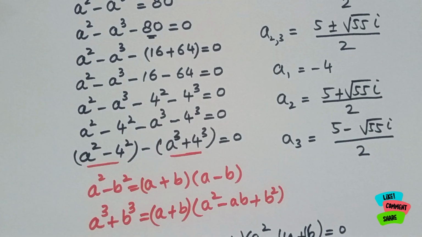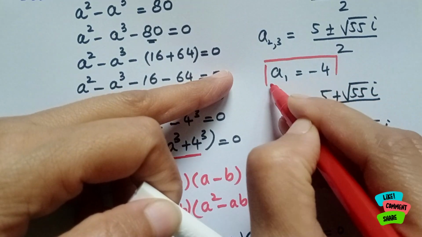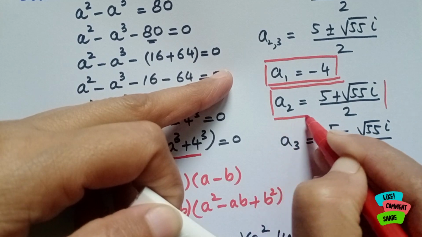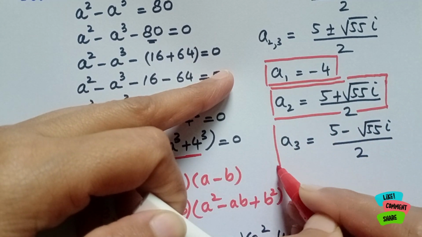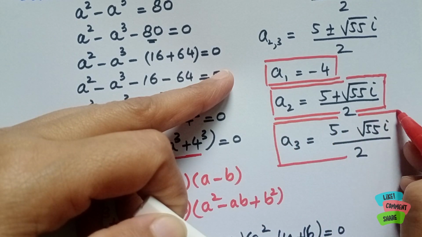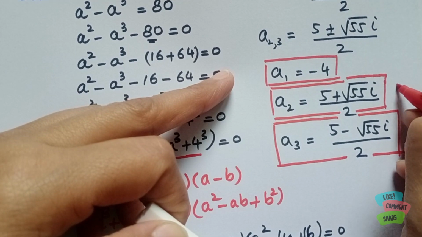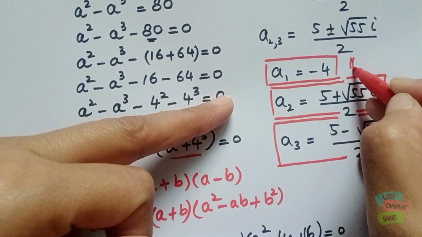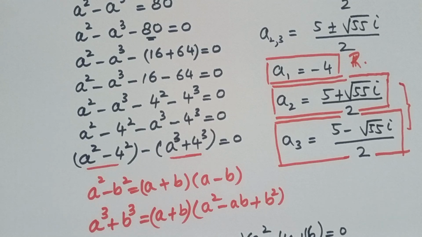So these are three roots, a1, then a2, then a3. These two roots are basically complex roots, and this is the only real root. One is the real root. Now we can check whether these roots are correct or not.